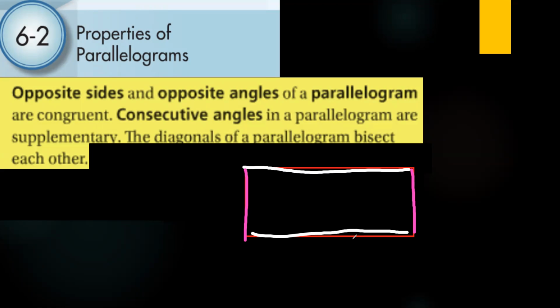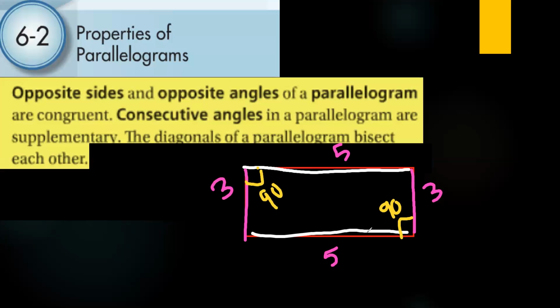What does it mean? If this is a 3, this is a 3. If this is 5, this will be 5. And the opposite angles are congruent. As an example, if this is 90, this must be 90. Each opposite angles are congruent. Each opposite sides are congruent.